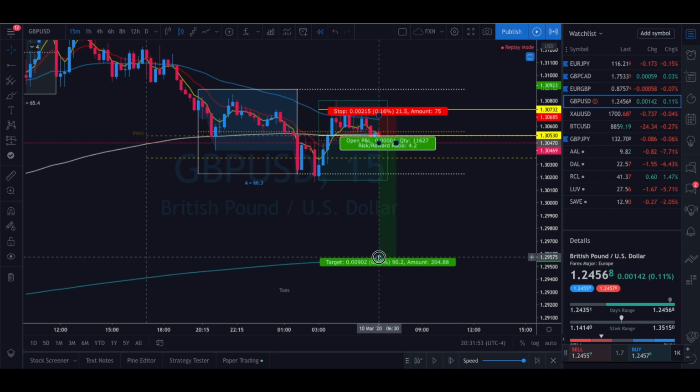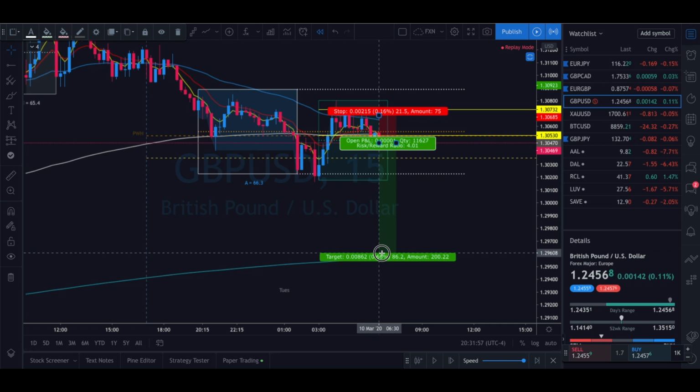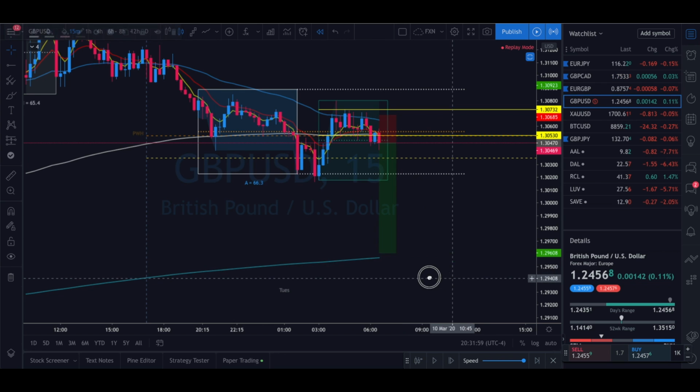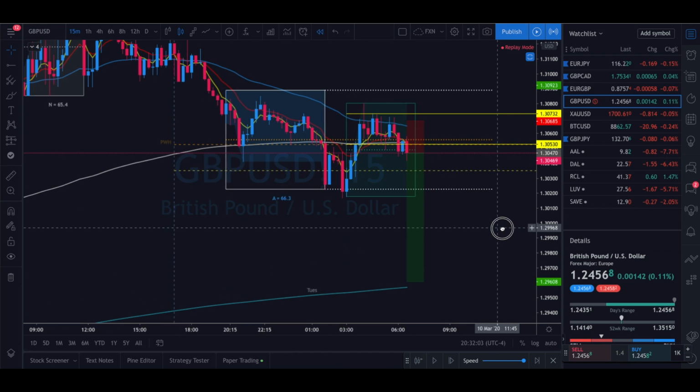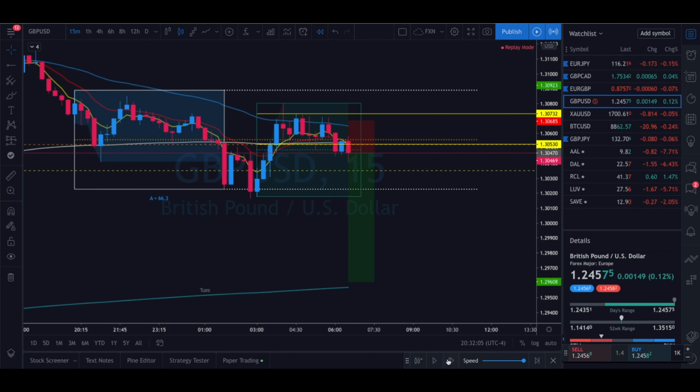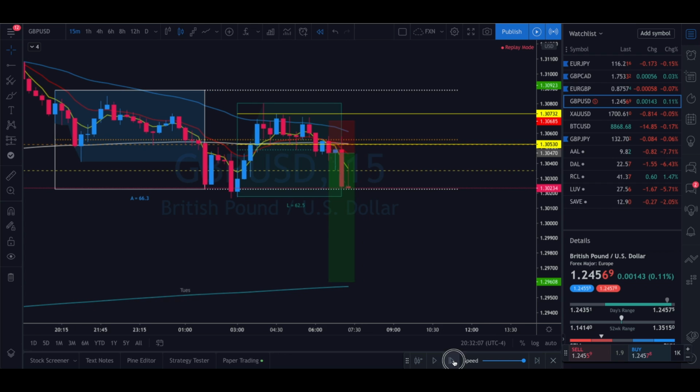And let's see if we can first make it here, and then obviously the original target would be down here. That'd be 86 pips. That's almost a 4-to-1 risk to reward ratio. That's a really good risk to reward ratio. So let's see.